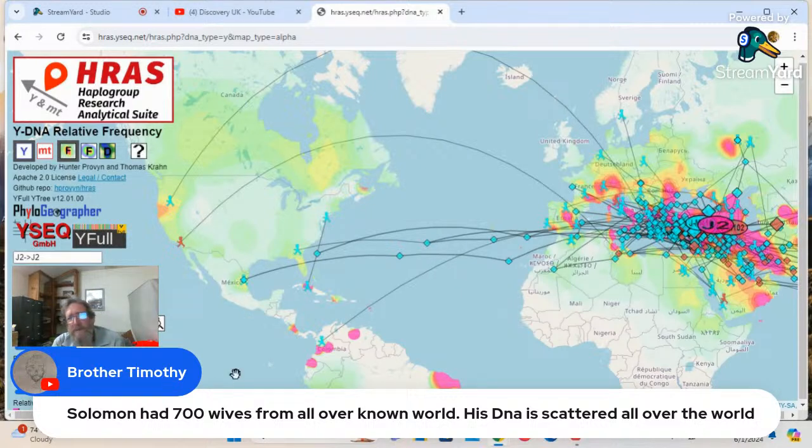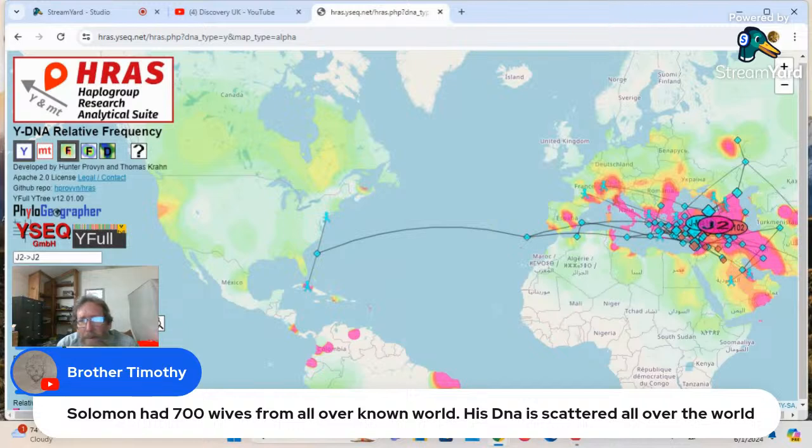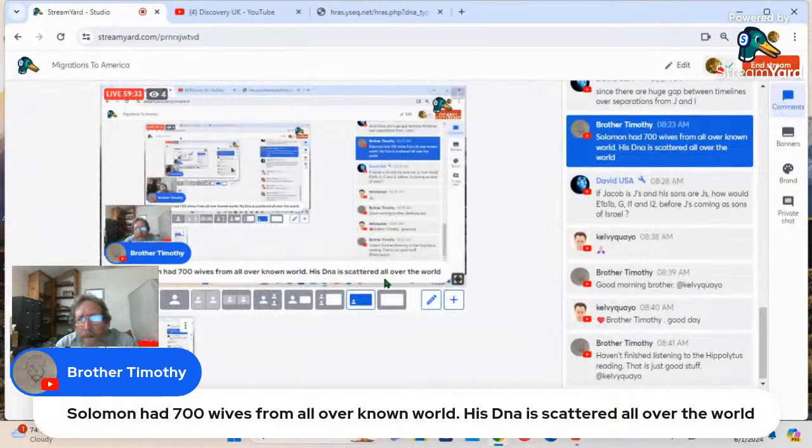So yeah, these dates go back farther in time with the J2, which is probably mostly M172, which would be the house of David, descendants of David and Solomon. So they go pretty far back in time, even 10,000 years. There's 10,900 years right there. So that's how old the lineage is. Okay, so let's see what else we have going on.